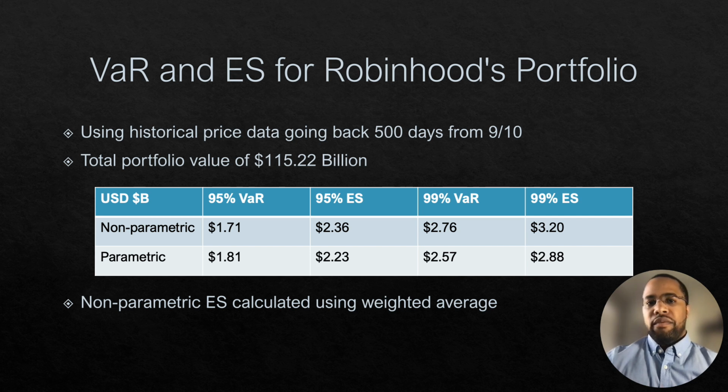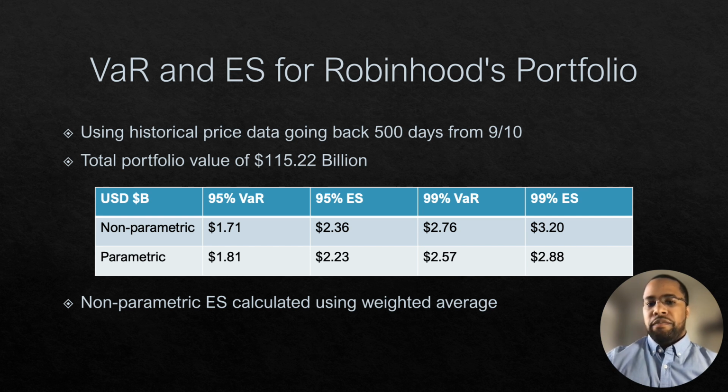So we took this a step further, and as you can see, we calculated the value at risk and expected shortfall for Robinhood's entire portfolio. We calculated the non-parametric and parametric values, which both offer different perspectives on the potential losses, which allow for a more comprehensive risk assessment. The total value of Robinhood's portfolio is $115 billion, and this analysis is based on the historical price data going back 500 days from September 10th.